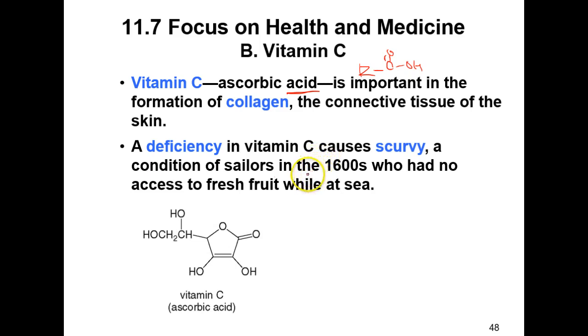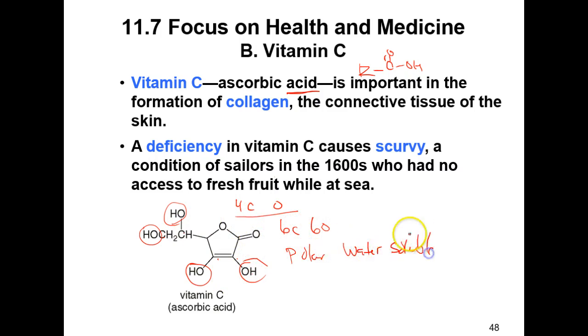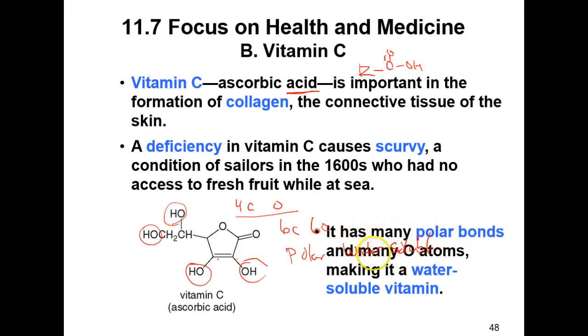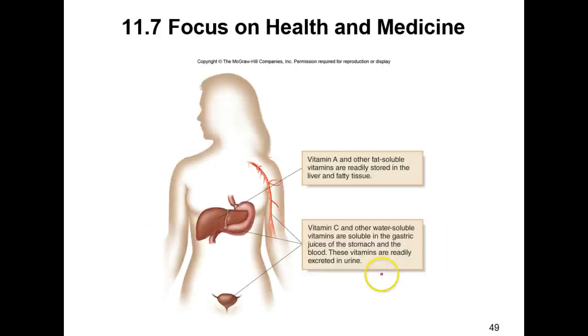So here is vitamin C. Look at all the OH groups. You have 1, 2, 3, 4, plus you have oxygens because these can hydrogen bond. So remember, 4 carbons for every oxygen. Well, 1, 2, 3, 4, 5, 6. We have 6 carbons, and we have 1, 2, 3, 4, 5, 6 oxygens. So without a doubt, we are at that ratio. So this, without a doubt, is going to be very polar, water soluble. It has many polar bonds and many oxygens, making it water soluble.